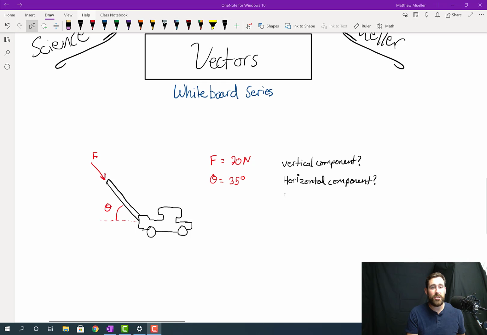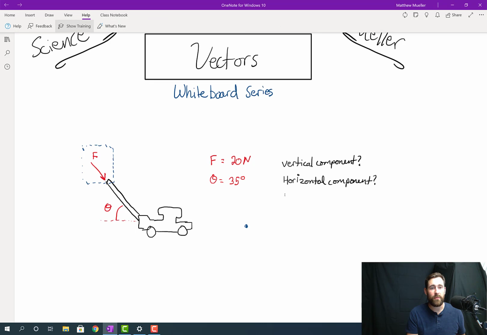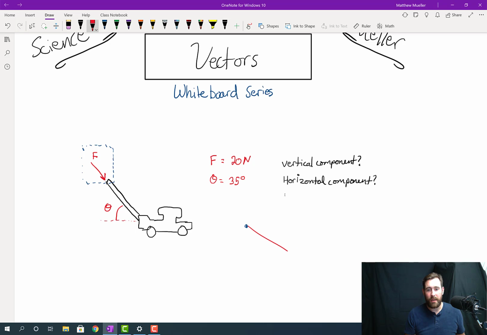First, I'm going to look at my vector area here and draw a little picture. Here's my starting point of my vector, and it's in red here. I'm coming down this direction. So there's my vector F. I know it's got a length of 20, and then I know that I've got this angle measure from down here of 35 degrees.